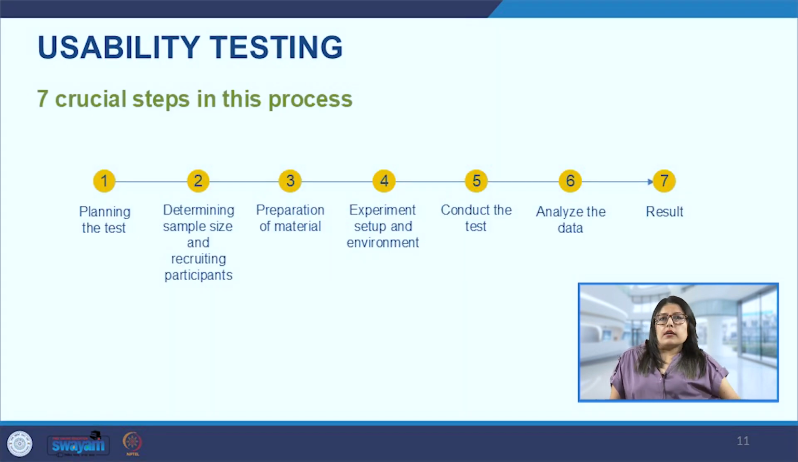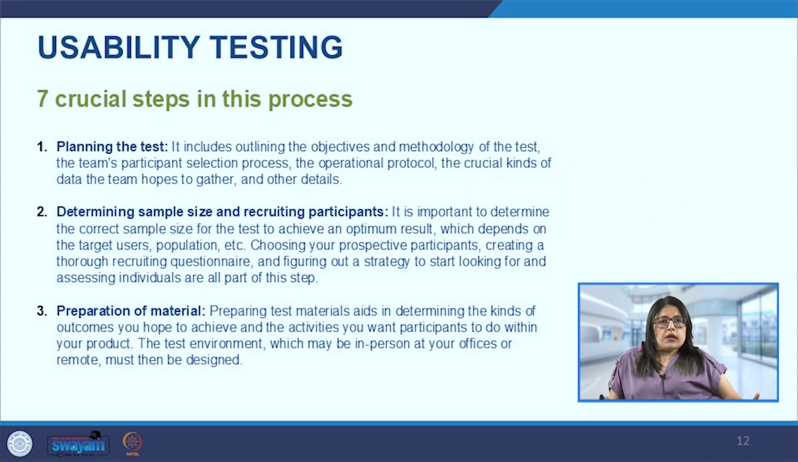There are 7 steps in the usability testing process. The first is planning the test. The second stage is determining sample size and recruiting the participants. The third is preparation of material. Then next is experiment setup and environment. Fifth is conducting the test itself. Sixth is to analyze the data, and seventh is to get the final results. Now we'll discuss each of these steps a little bit more in detail.